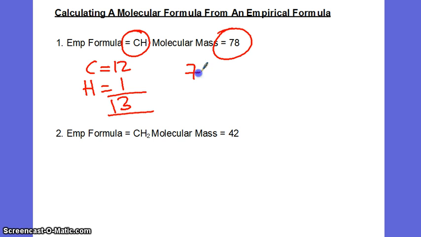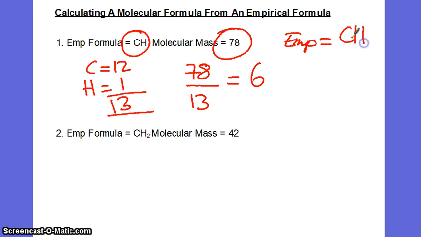So you can have 78 divided by 13, and if you just type it into your calculator, it comes out as 6. Therefore, if the empirical formula is CH, the molecular formula is 6 lots of CH. So we would write it C6H6.